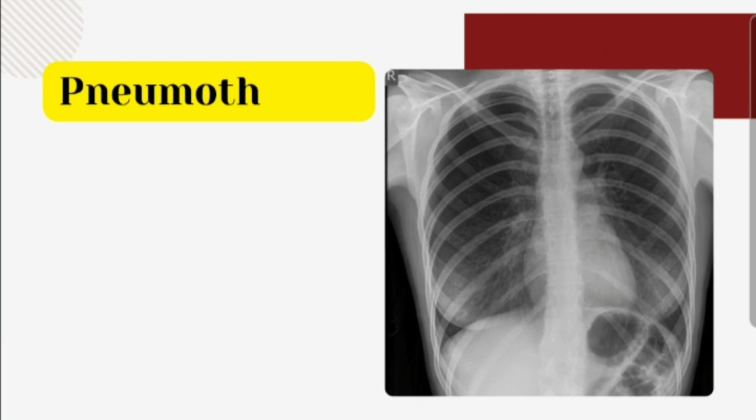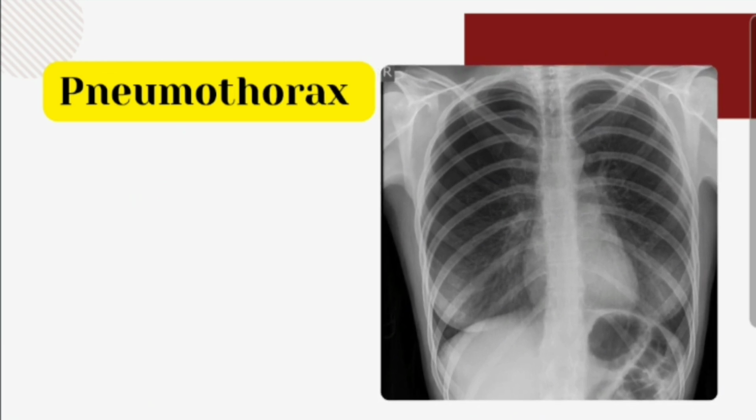Pneumothorax is interpreted as true black shadow in the lung fields, which is actually air trapping in the pleural cavity. It is accompanied with collapsed lung.